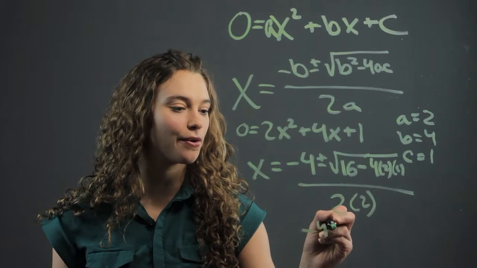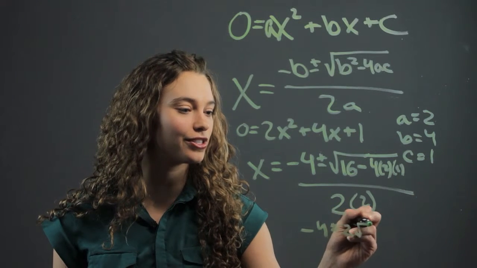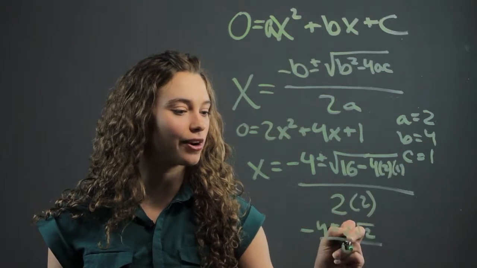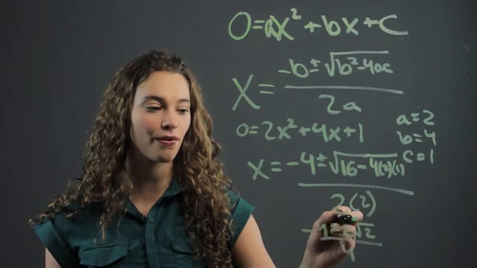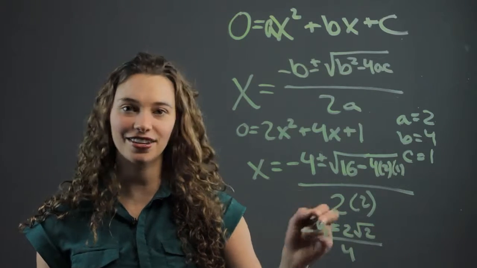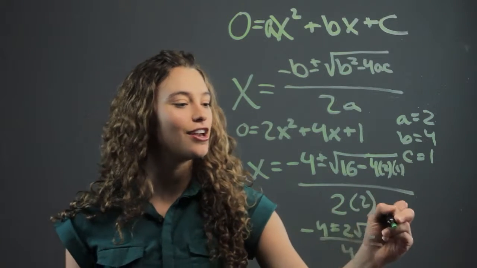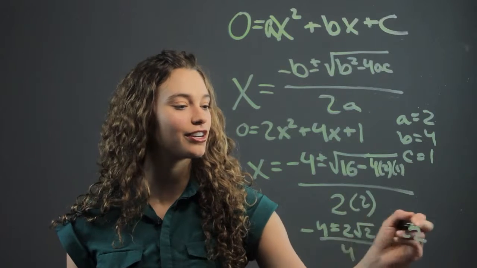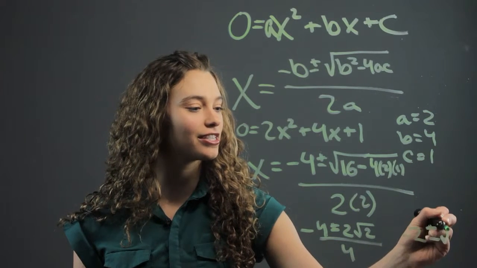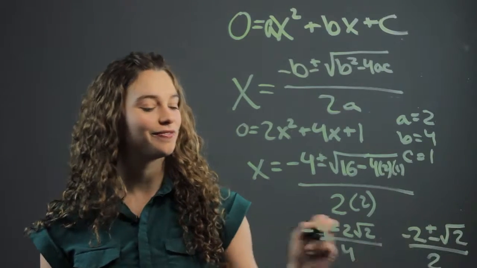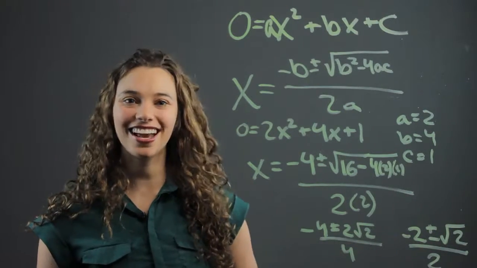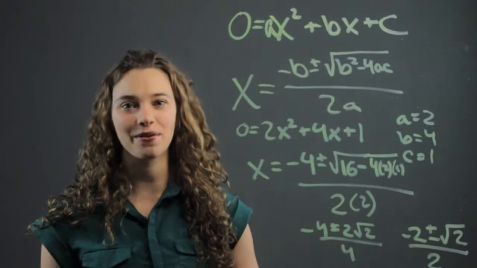So we have negative 4 plus or minus 2 root 2 all over 4, which we can simplify even more by taking out a 2 from the 4 and the 2 and the 4, right? You can take out a 2 from all those numbers. So you get negative 2 when you're dividing by 2 plus or minus root 2, divided by 2, all over 2, divided by 2. And that's our answer. And that's an example of a quadratic problem.